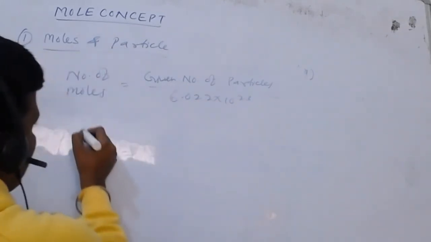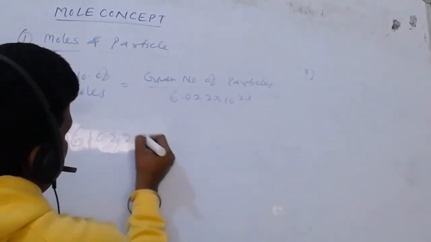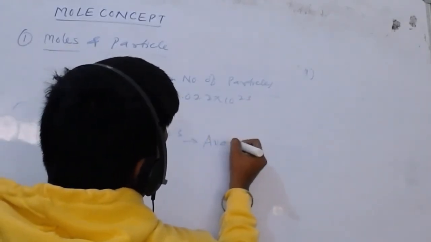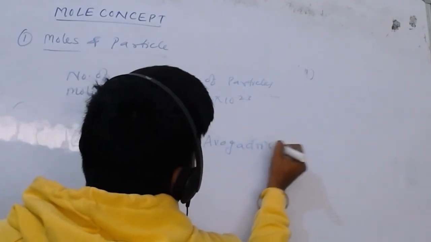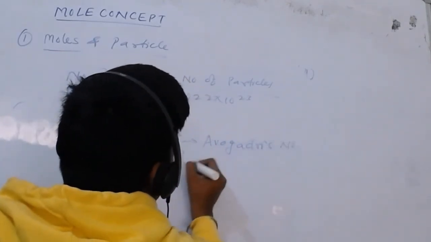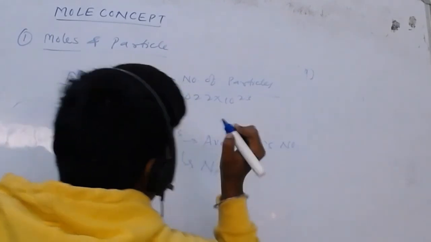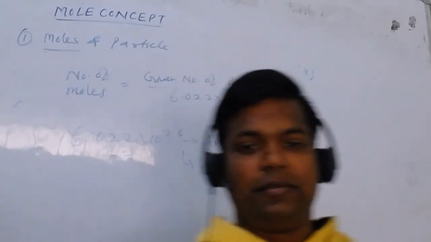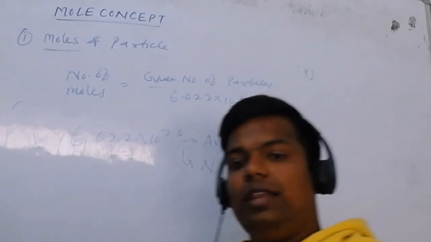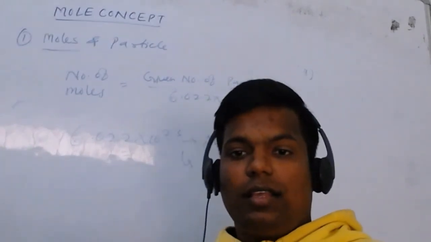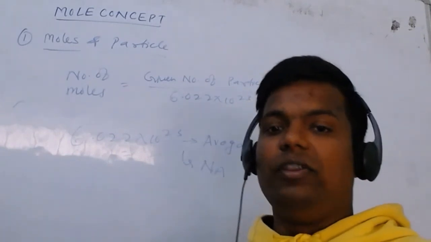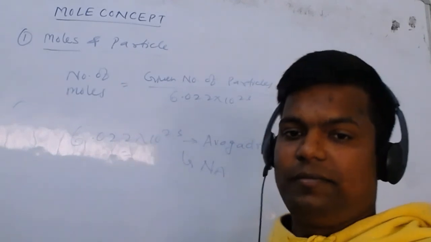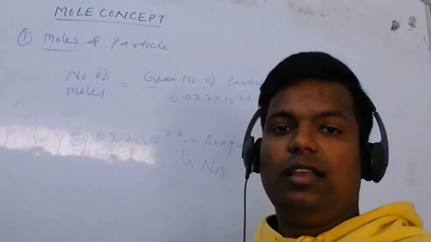This number, 6.022 into 10 to the power 23, is called the Avogadro number, and it is represented by Na. If anything is present in 1 mole, then the quantity of that substance will be this much, 6.022 into 10 to the power 23, and this number is called the Avogadro number.